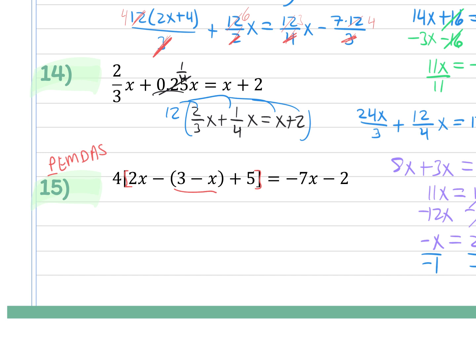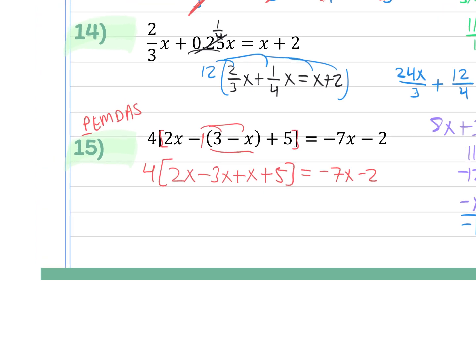So this negative on the outside of this little group right here, remember, this negative you can treat as a -1 and then distribute it. All right, so then we get 2x, and then distribute the -1, we get minus 3x plus x plus 5. All right, this is all still in the brackets with the 4 on the outside and then negative 7x minus 2 on the other side.